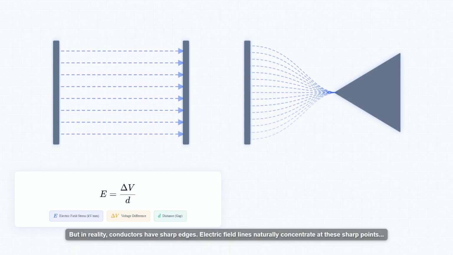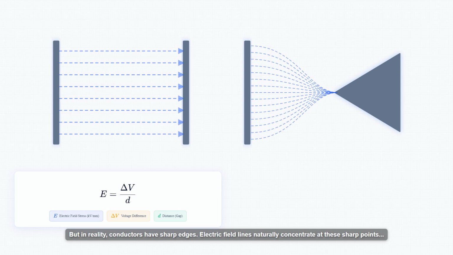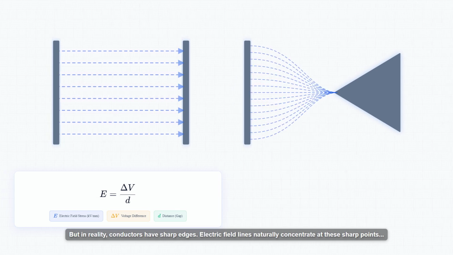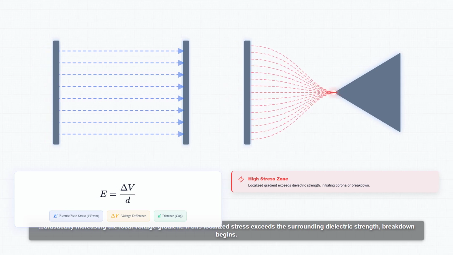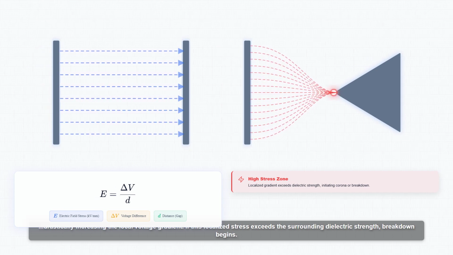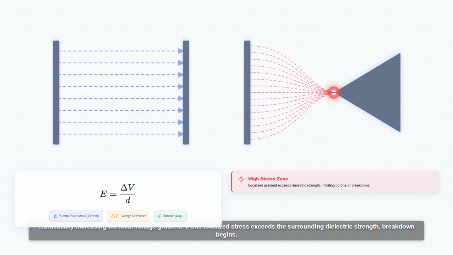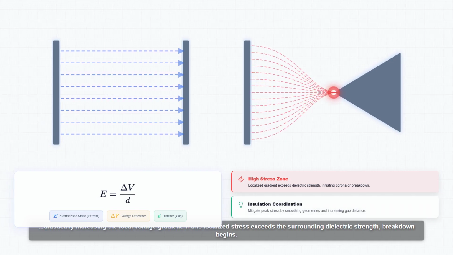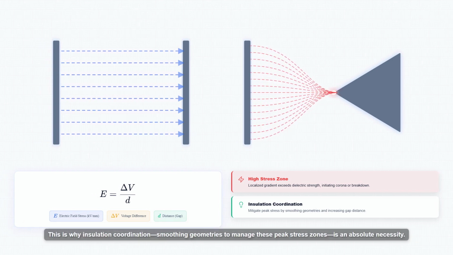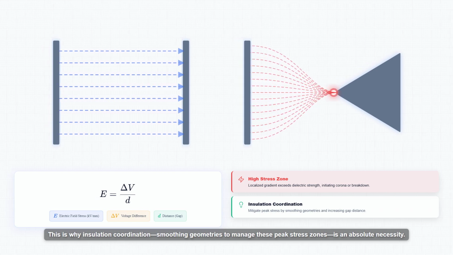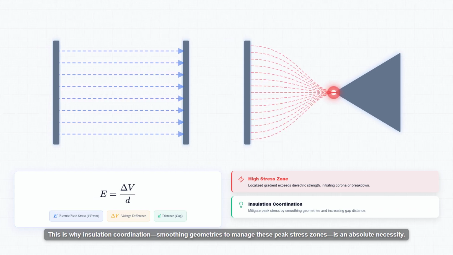But in reality, conductors have sharp edges. Electric field lines naturally concentrate at these sharp points, drastically increasing the local voltage gradient. If this localized stress exceeds the surrounding dielectric strength, breakdown begins. This is why insulation coordination, smoothing geometries to manage these peak stress zones, is an absolute necessity.